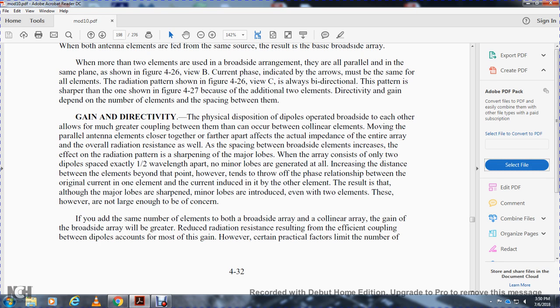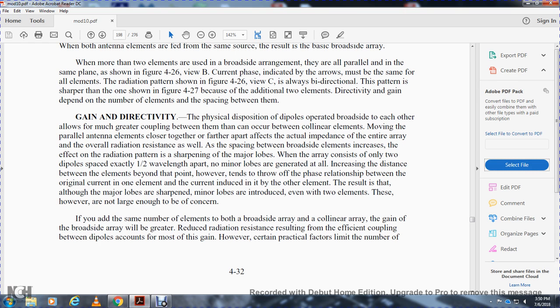For gain in directivity, the physical disposition of dipoles operated broadside allows for greater coupling between them. Unlike collinear elements, moving parallel elements closer together or farther apart affects the actual impedance, the overall radiation resistance, as well as the space between the broadside elements, including the effect of sharpening the major lobe of the radiation pattern. An array consisting of only two dipoles spaced exactly 1/2 wavelength apart generates no minor lobes at all.